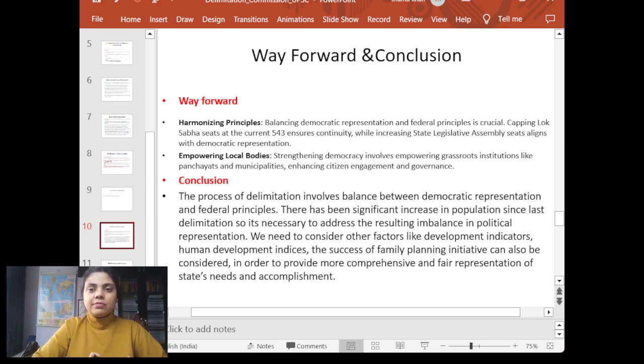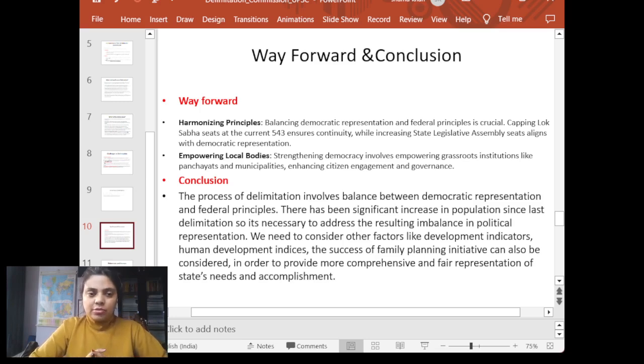So what we can do is freeze the seats of Lok Sabha and the state legislative assembly, and after freezing it we try to give more power to the local bodies. If we give more power to the local bodies, the engagement between the citizens and the governments would be enhanced more. So this is one of the ways forward which you can use, like a harmonizing principle, in which we are going to fix the number of seats in Lok Sabha and state legislative assembly. Maybe we can try to increase the seats in the state legislative assembly, and apart from that we will give more power to the local bodies.